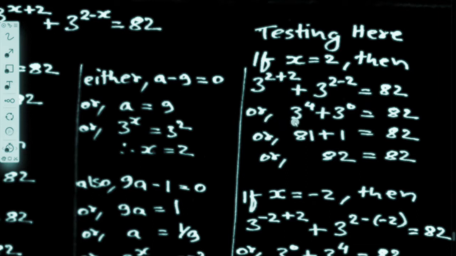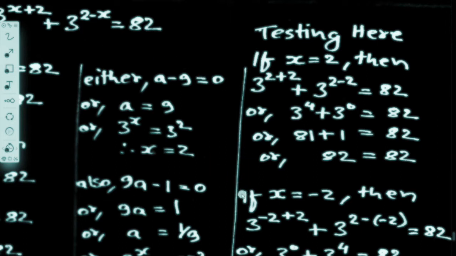Or 3 power 4, 2 plus 2 is 4, so 3 power 4 plus 3 power 0, 2 minus 2 is 0, so 3 power 0 equal 82. Or 3 power 4 is 81. Or 81 plus 3 power 0 is 1, 81 plus 1 equal 82, or 82 equal 82. Both sides are the same. It means our answer x equal to 2 properly satisfies our original equation.